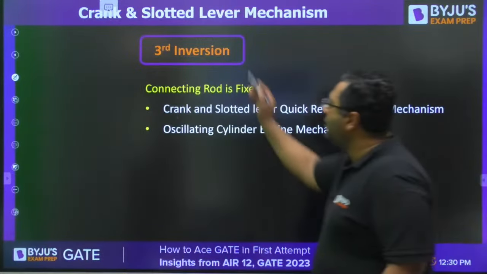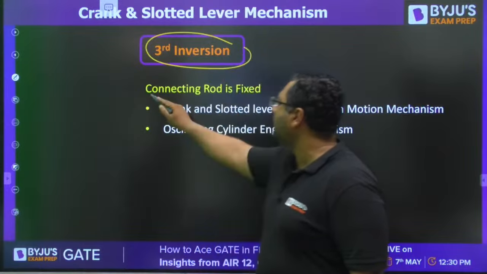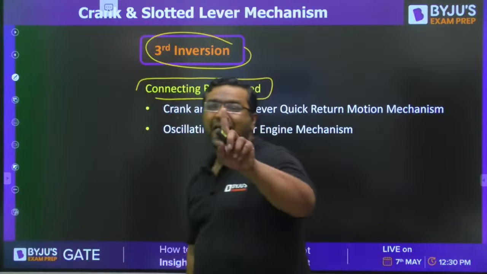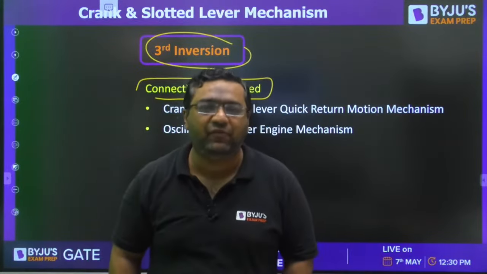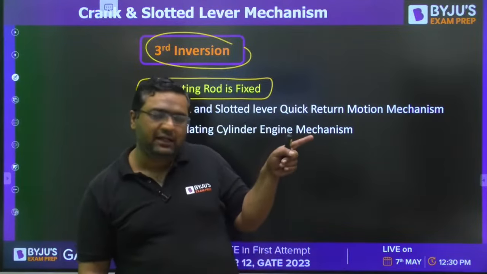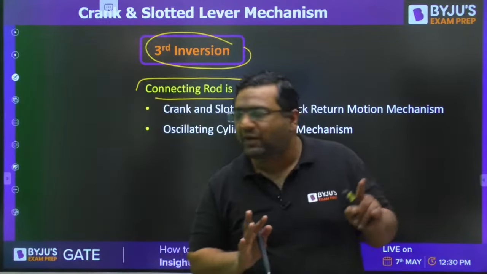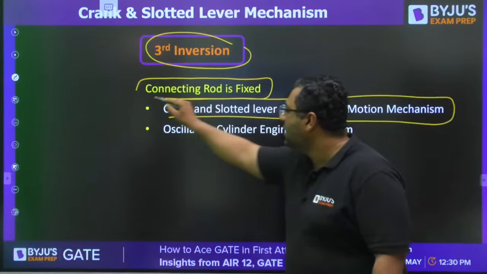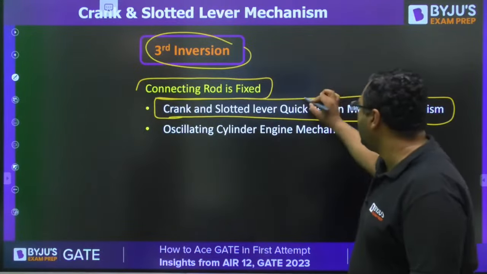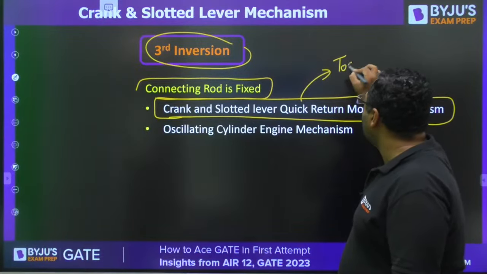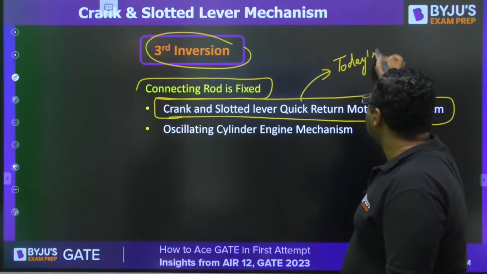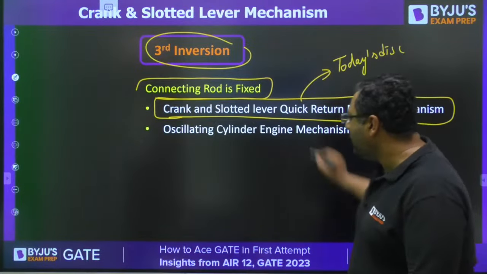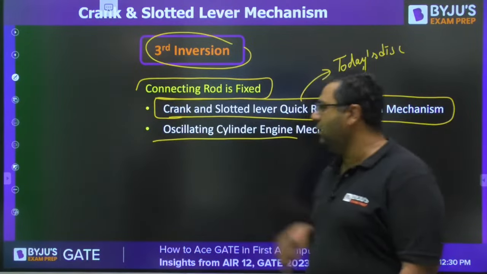Then my dear, we are talking about the third inversion, when you keep the connecting rod fixed. Mind it, at one time only one link is kept fixed. If I fix the connecting rod, the other links will be free. So when you fix the connecting rod, you get the crank and slotted lever mechanism, on which today's discussion depends. Then the oscillating cylinder engine is the second possibility.